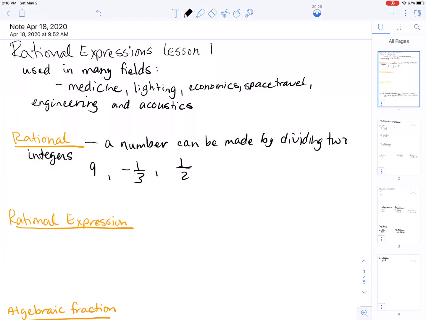Miss Carla, why is 9 a rational number? Well, it's actually divided by 1. And 1 is an integer, so is 9. So this as well is a rational number.